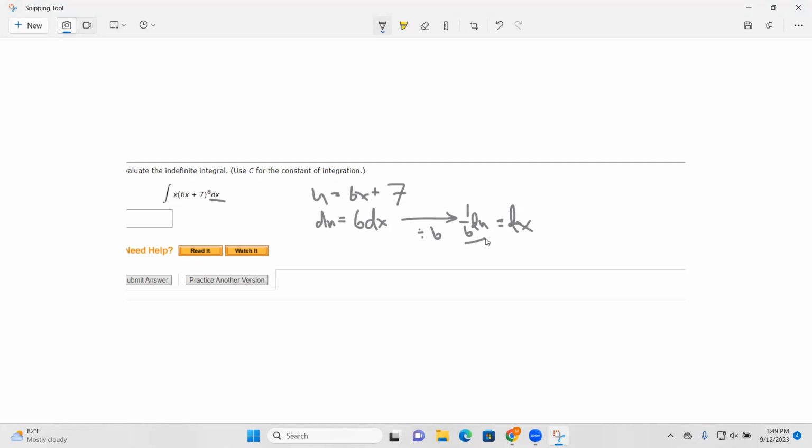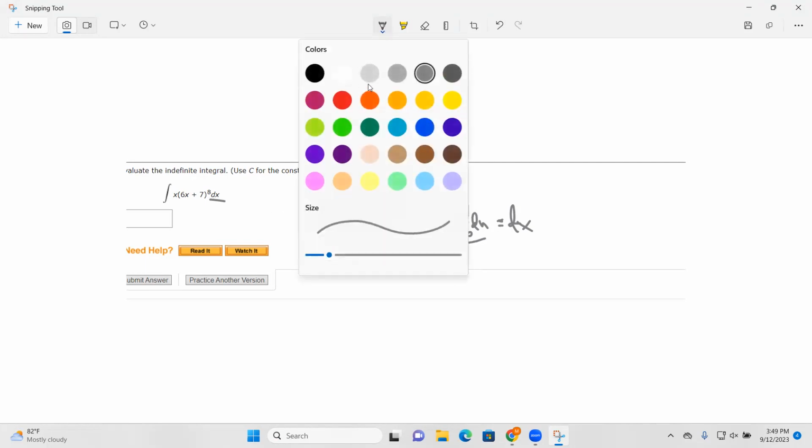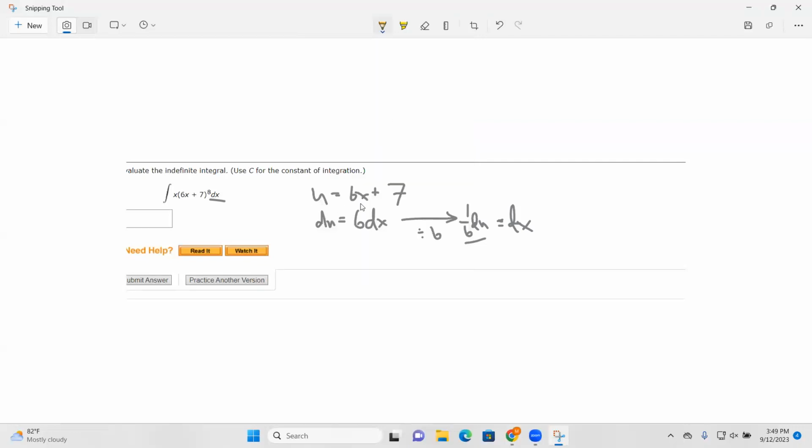Okay, now at this point, we have what we need to plug in for dx. dx is just 1/6 du. We also have what we need to plug in for u. u is just 6x plus 7. What we have yet to account for is this x that's on the outside. Because if we just apply what we have so far, let me sort of sketch this out. We would have the integral of x times u to the 8th times 1/6 du. And now that 1/6 is not that bad. That's just a constant multiple that can factor out.